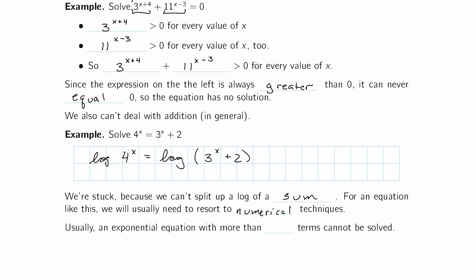In general, unless we're lucky, if we have more than two terms in an exponential equation, or if the signs are weird, we just can't solve it. Either we can know that it has no solution, or we can suspect that it has a solution, but we can't find out what it is.